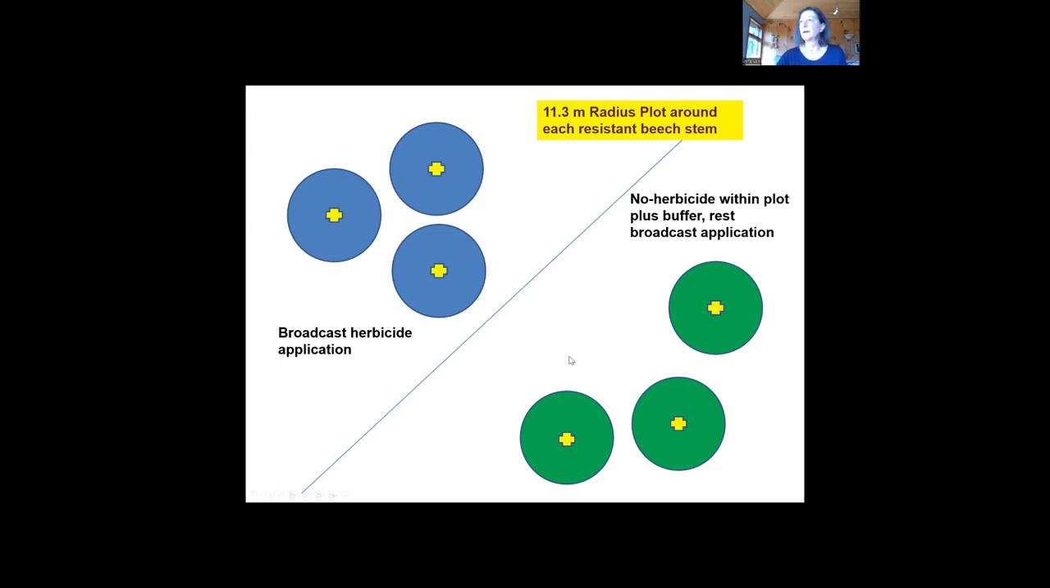So the whole stand received broadcast understory herbicide along with the seed cut. However, experimentally, in half of the plots, we protected all of the regeneration that was there. So all of the potentially resistant beech suckers that were already there, we did not spray them. And logistically, it was a nightmare, but we did it. So we wanted to see if spraying the beech reduced its competitive advantage compared to other species. Since we wanted to promote this genetically resistant sprouting, we wanted to see if herbicide set it back or not.